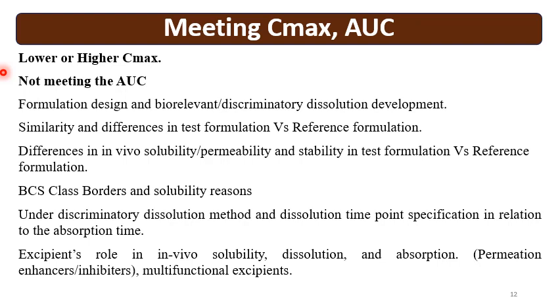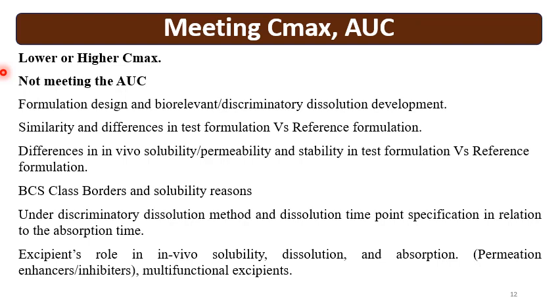similarity and differences in the test formulation versus reference formulation. Differences in the in vivo solubility, permeability and stability in the test formulation versus reference formulation. Then BCS class boundaries and solubility regions. Under discriminatory dissolution method and dissolution time point specification in relation to the absorption time. Excipients' role in vivo solubility, dissolution and absorption. Then permeation enhancers, inhibitors and multifunctional excipients. These are some of the reasons for BE failure.